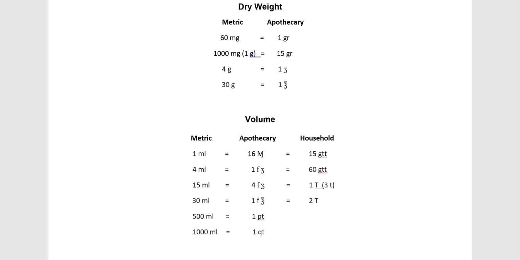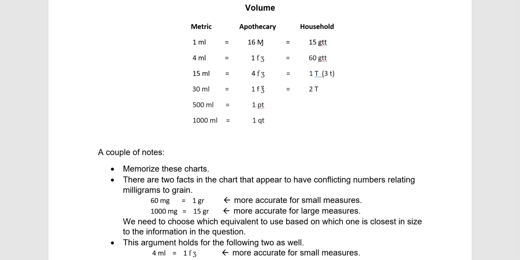For the first one, we have 1 milliliter is 16 minims, which is 15 drops. 4 milliliters is 1 fluid dram, which is 60 drops. 15 milliliters is 4 fluid drams, which is 1 tablespoon. 30 milliliters is 1 fluid ounce, which is 2 tablespoons. 500 milliliters is 1 pint, and 1,000 milliliters is 1 quart.